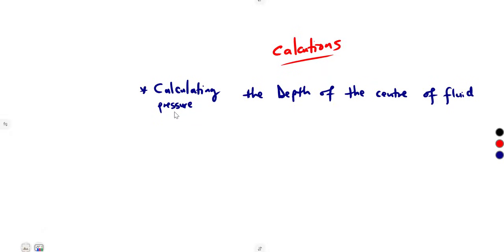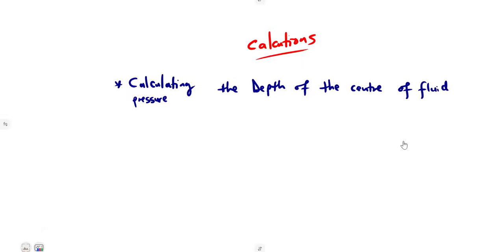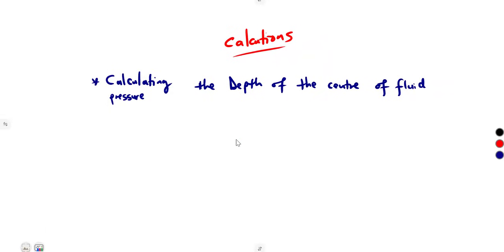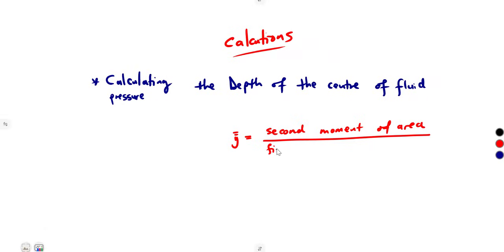We can determine this with a basic formula that most of you are used to, because you've got it in your formula sheet. The depth of the fluid pressure can be calculated from the second moment of area, all over the first moment of area.